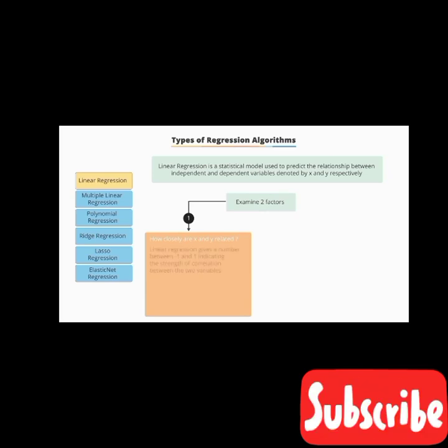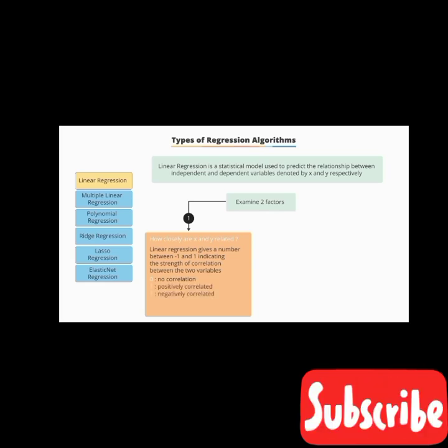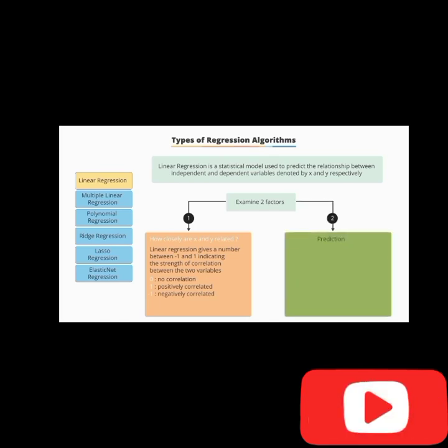The result of linear regression is a number that falls between -1 to 1, and it indicates the strength of correlation between the 2 variables, x and y. 0 indicates no correlation. 1 indicates positive correlation. -1 indicates negative correlation. The second factor is prediction.